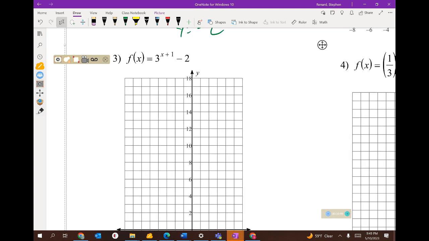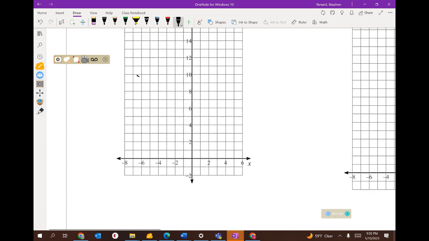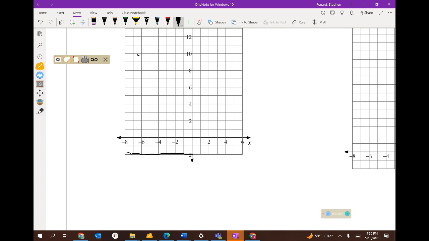So here we have 3 to the x, so we know it's going to kind of go like that. This plus 1 is going to move it 1 to the left. And that minus 2 is going to move it 2 down. We also know that this right here is going to be our asymptote. So we know negative 2 is our asymptote. We normally start at (0, 1). We move 1 to the left, 2 down. And because it is our regular shape, it's going to look something like that.